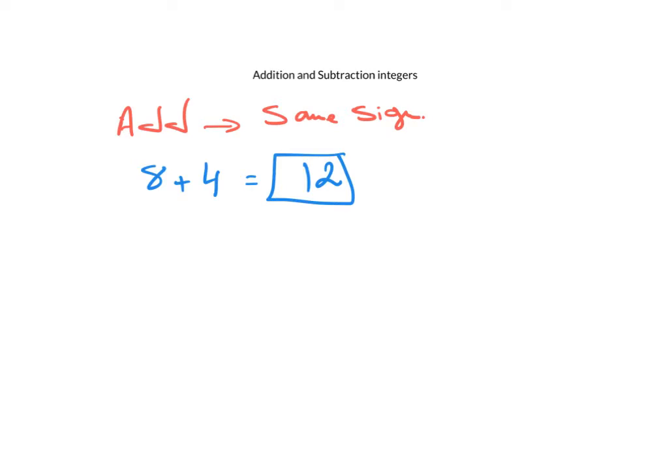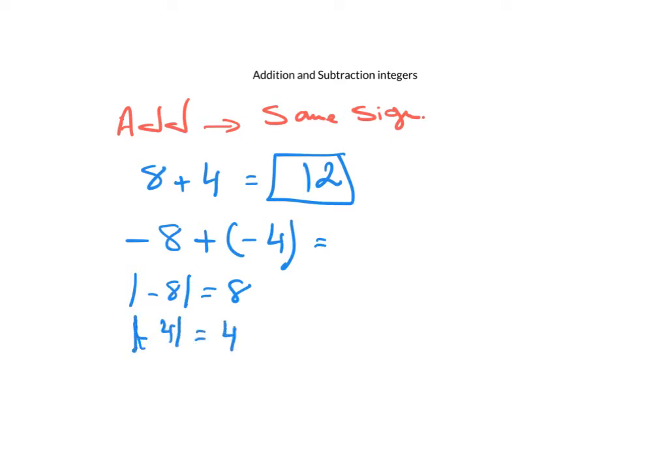What if both of them are negative? I have negative 8 added to negative 4. Now, if we add two values with the same sign, we're gonna keep the sign and add the values. In other words, we just add the absolute values of the two numbers. The absolute value of negative 8 is 8, and the absolute value of negative 4 is 4. So 8 plus 4 is 12, and both of them are negative, so we keep the negative sign here.